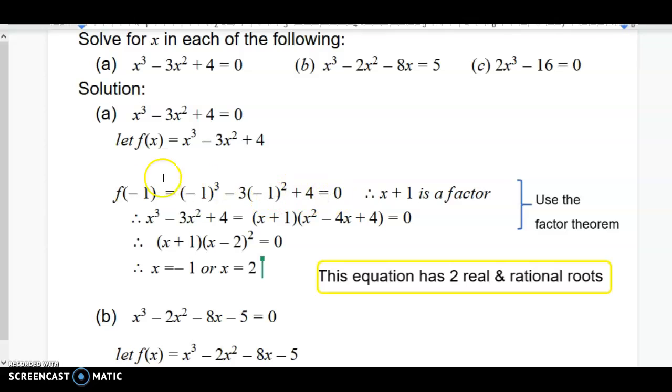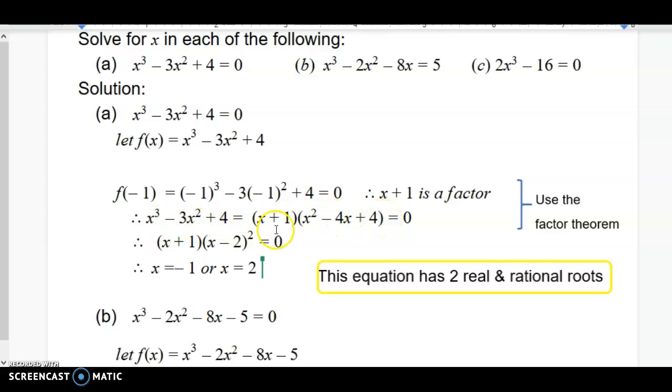Test f of minus 1. Substitute for x: replace x with minus 1, minus 1 cubed, minus 3 times minus 1 squared plus 4, and it does result in 0. Therefore, x plus 1 is a factor. So we have our first linear factor, and of course now we obtain our quadratic factor by inspection, which by now you should be able to do.